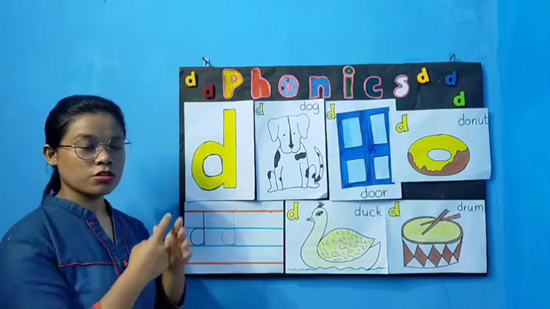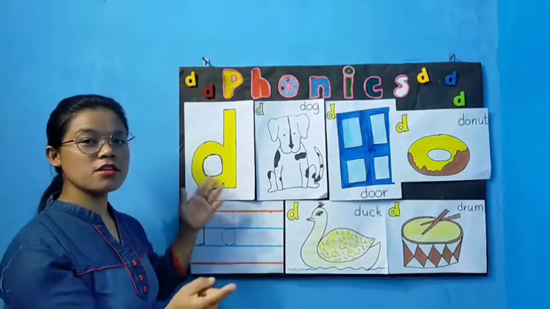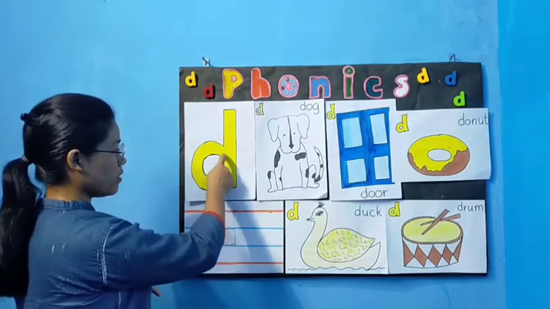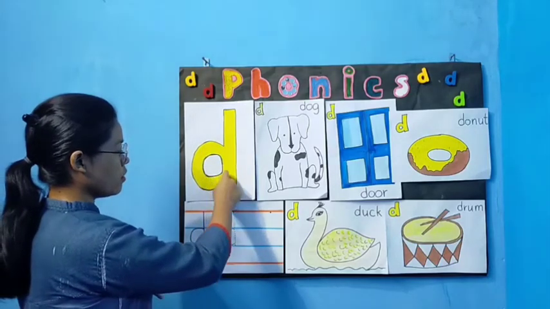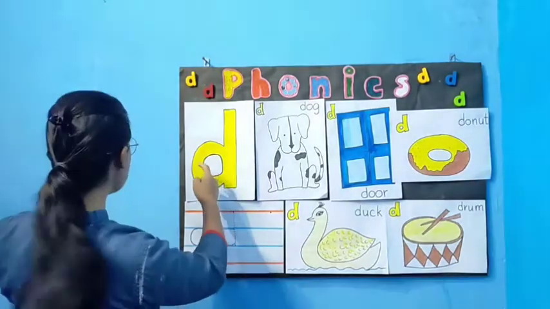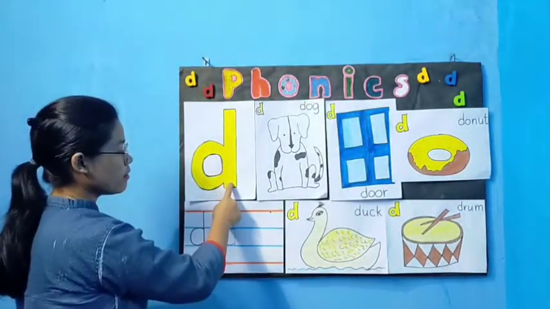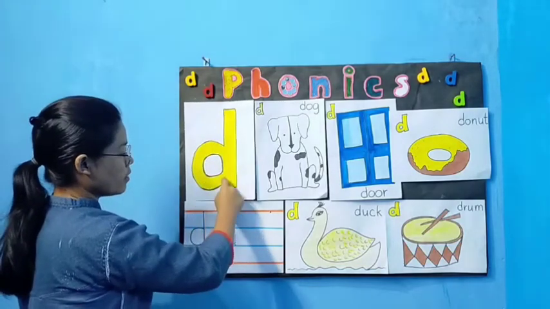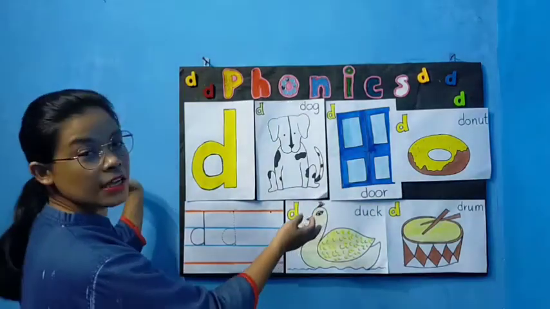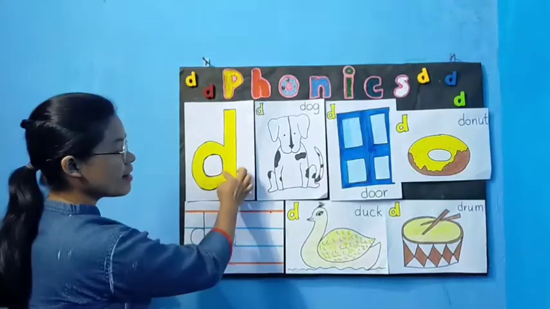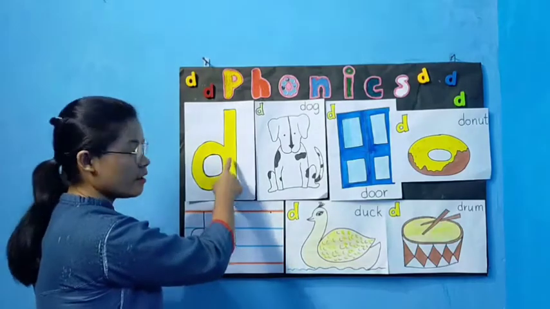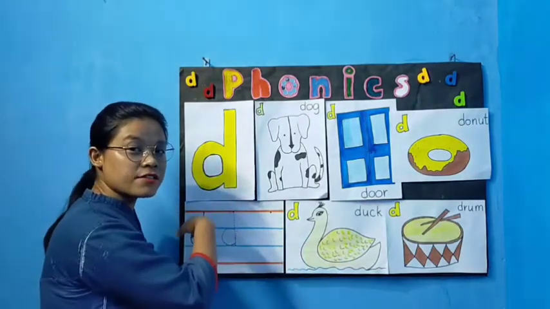Okay children? So here's the D sound. Standing line and then the curve. Okay, left side. The curve should be left side. Okay, this side. Standing line and the curve to the left. Okay, this is your right and this is our left. So the curve is left side. Okay, standing line and then the curve left side.